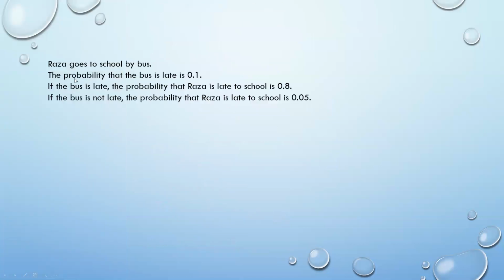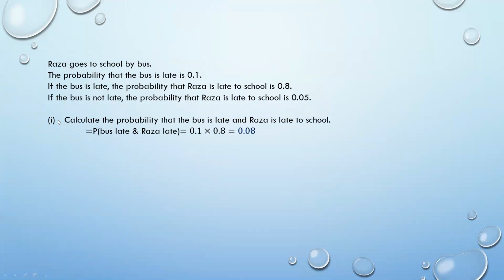Raza goes to school by bus. The probability that the bus is late is this one. If the probability of late is this one, that means not late will be 0.9. Remember that. If the bus is late, the probability that Raza is still late to school is 0.8. If not late, then this is the probability. Actually, you can draw the tree. I didn't draw it out here, you can draw it by yourself.